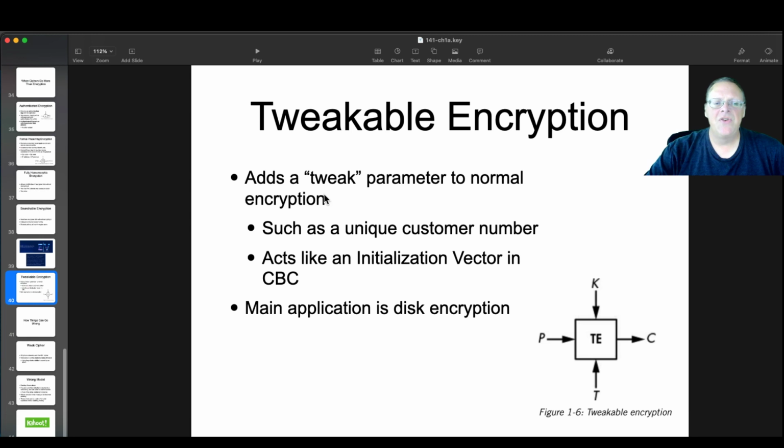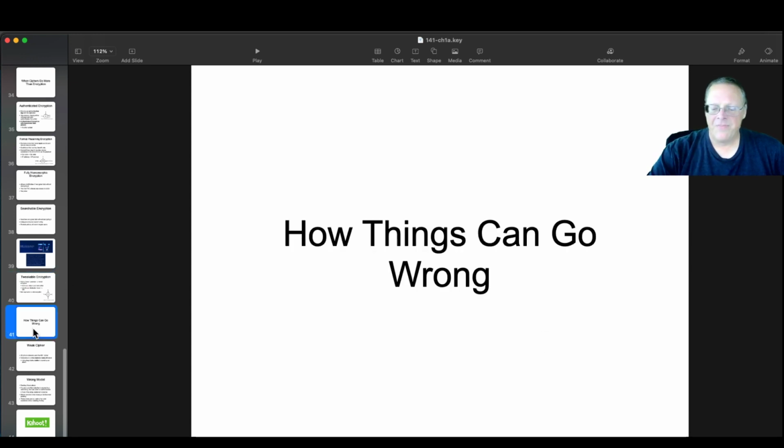So you use something like a tweak parameter, which is again like a nonce or an initialization vector, an extra bit added to each block to mean that two identical blocks come out different. All right, and so here's things that can go wrong.